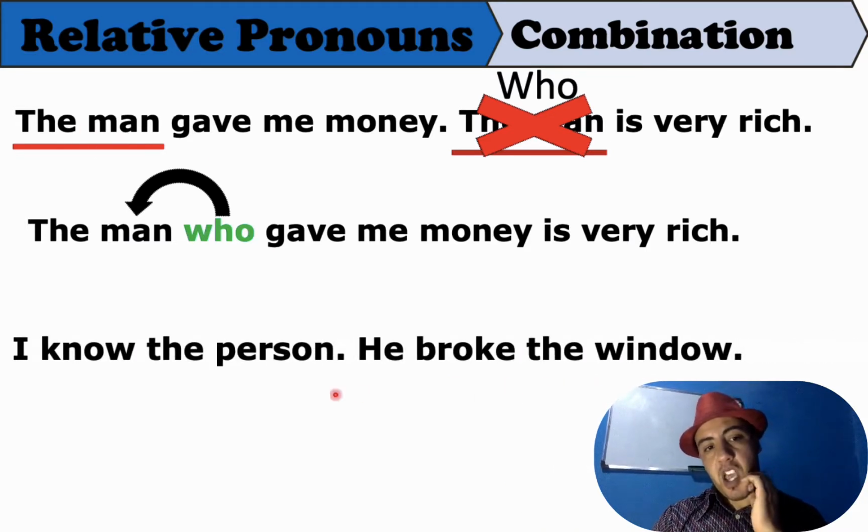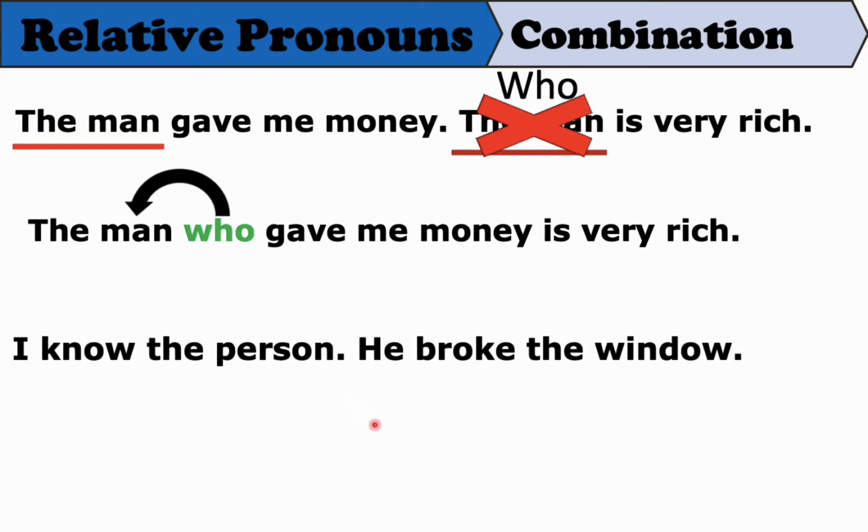Another example. I know a person, he broke the window. So what is repeated? Good. We have the person and he, because the person is he, and he is the person. So we don't need to have two sentences. We need just one. So how can we do it? We need to follow the same method. Which one are we going to delete? Is it the first or the second? Good, it is always the second. So we need to delete he. So the person, what is the person?